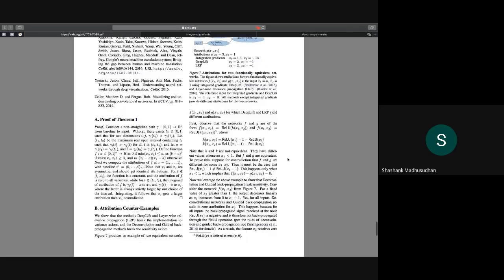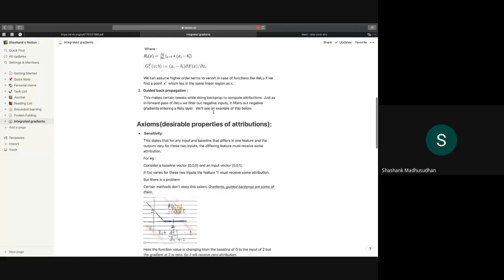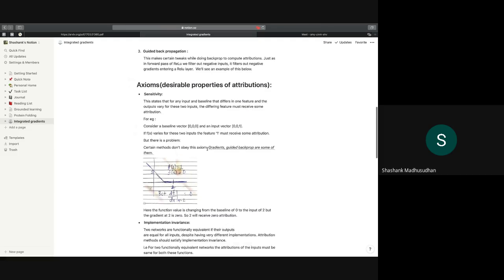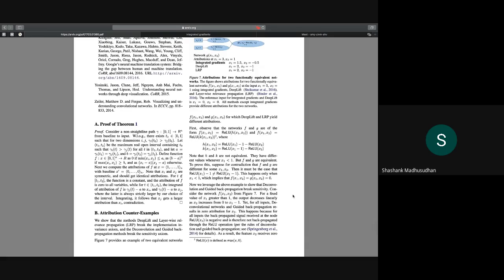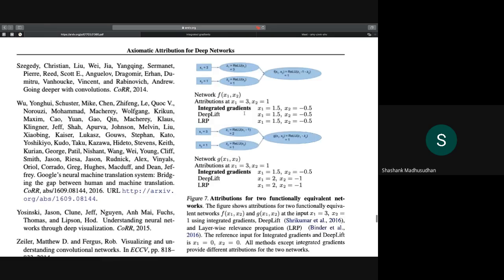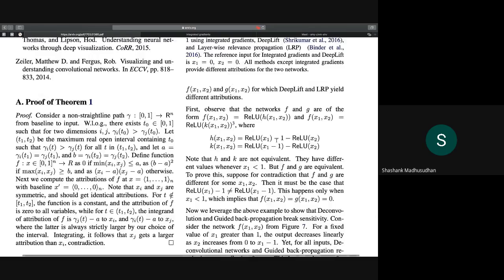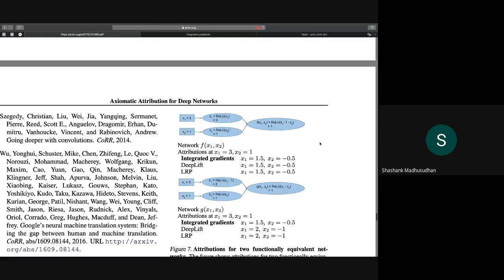I was talking about guided backpropagation. That also doesn't satisfy sensitivity. If you look at the paper here, they gave an example. Let's go to this function here. Let's take z2 between 0 and x1 minus 1, and x1 is always greater than 1. You fix x1 at greater than 1.